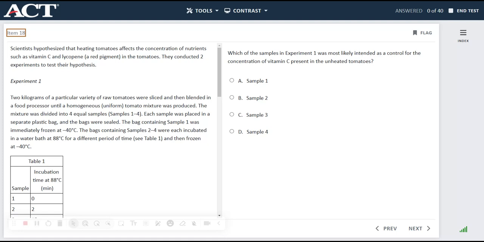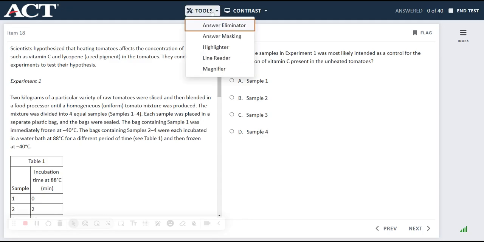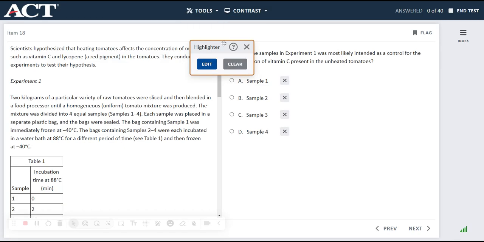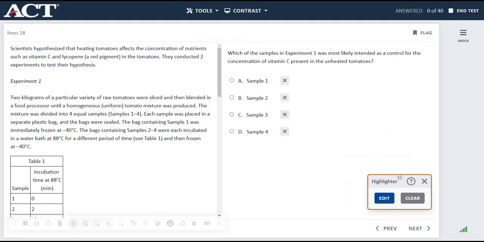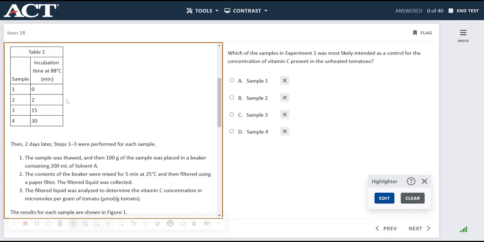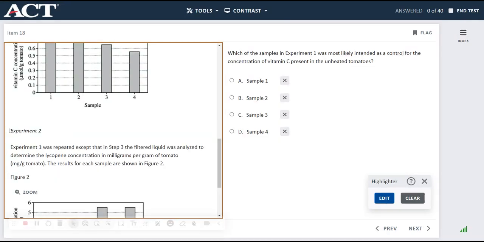Okay, we're covering passage 4 of the Digital Enhanced ACT. And this test, remember, the science test is optional. We're going to turn on two tools, the answer eliminator and the highlighter tool. I think those are very useful. And we know this is a research passage because it has experiment 1 and experiment 2.